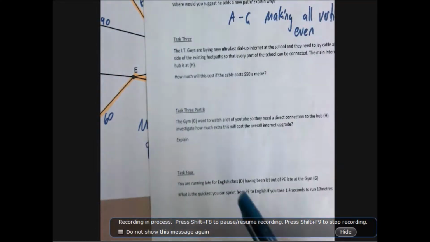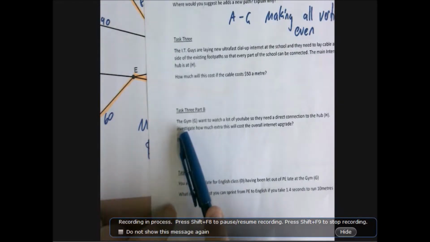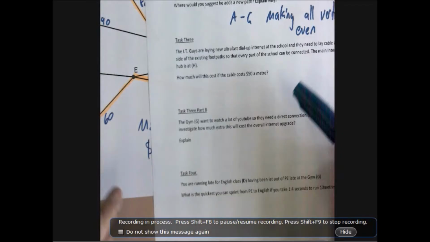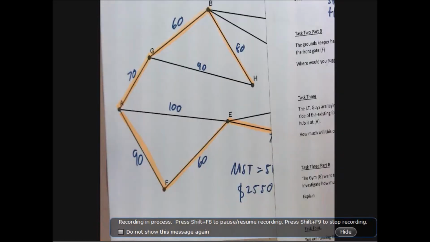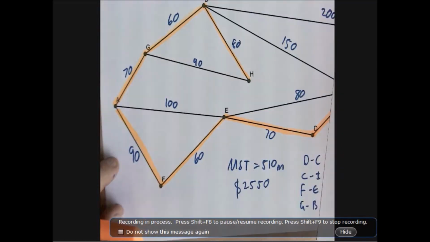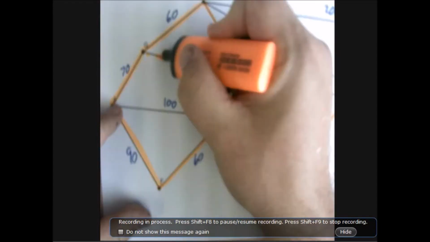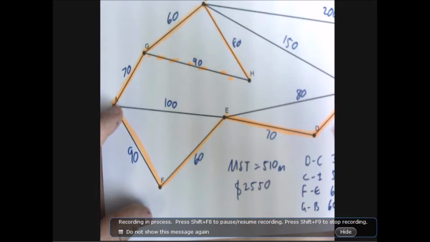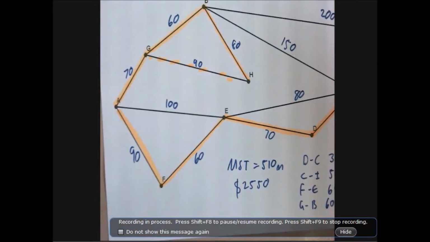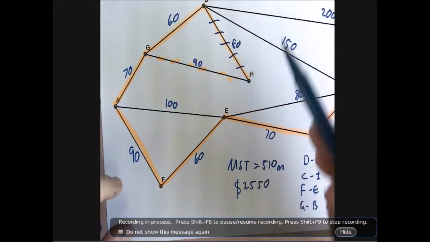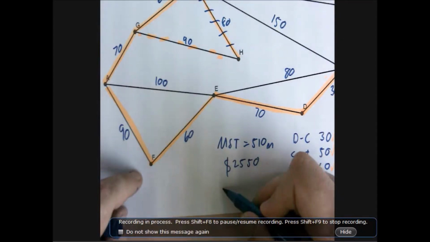Part B, we need to make a connection between G and H, which wasn't initially included. So how much extra will it cost to do this instead? So if I add on this path here, that means we no longer need this path here. So it's an extra 10 meters, which is an extra $50.